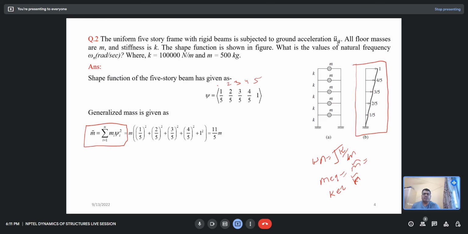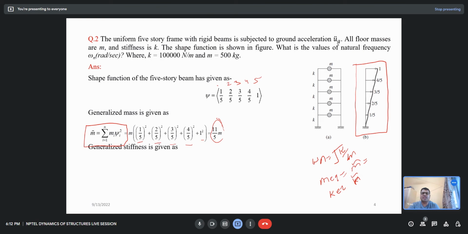So if you put the value of the shape function and calculate for this, that will be the m. m is common in all the stories. So I have taken it out, and I have the square of each of the shape functions for each story: 1 by 5 square, 2 by 5 square, 3 by 5, 4 by 5, 1 square. After solving, I get 11 by 5.